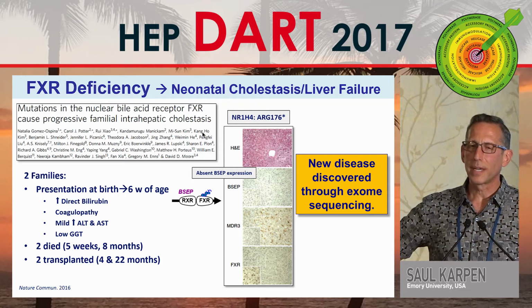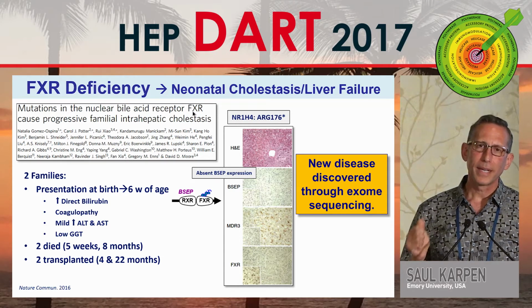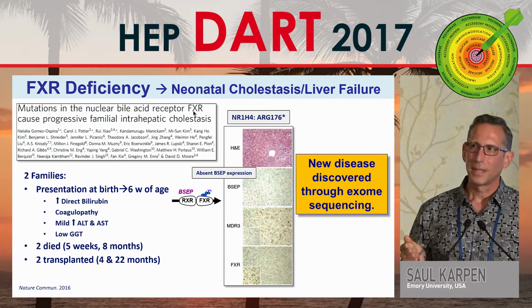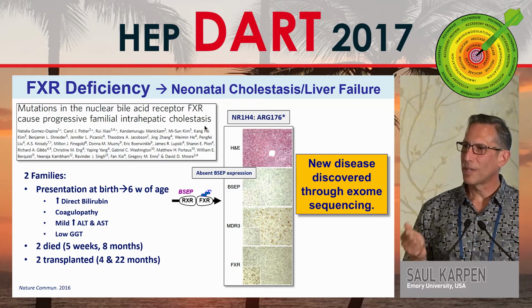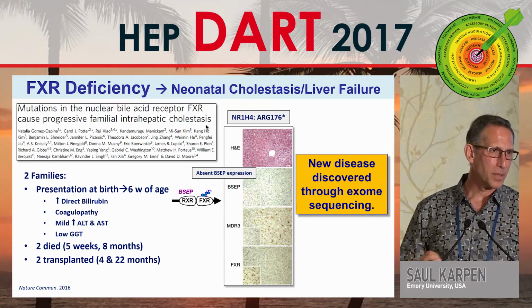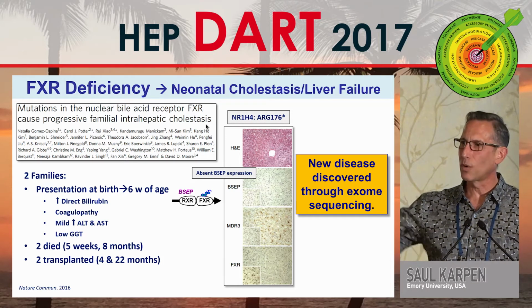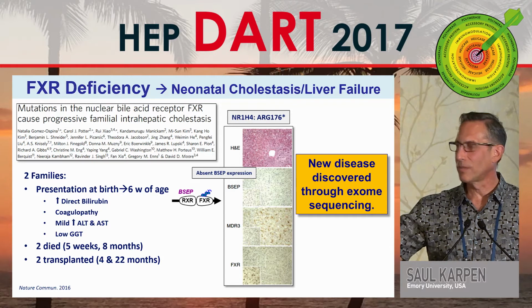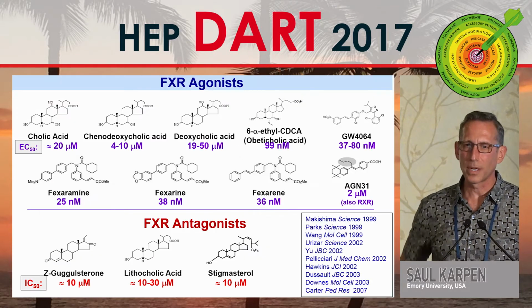The point here is that FXR was discovered in 1999. The first case that was presented with FXR deficiency was 2016, and this was through exome sequencing. So we're going to be updating this whole roster of cholestatic liver diseases and interactions over time.